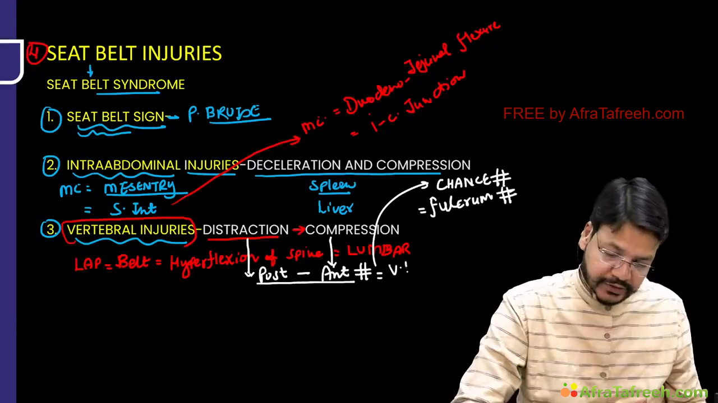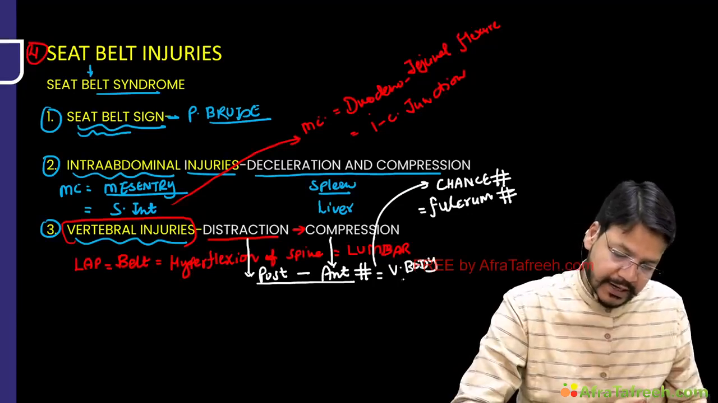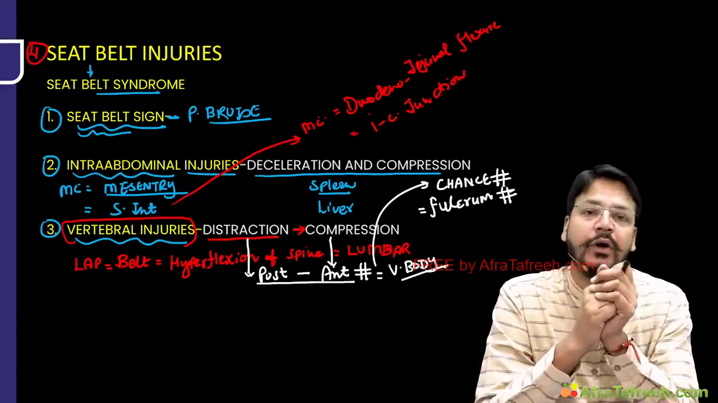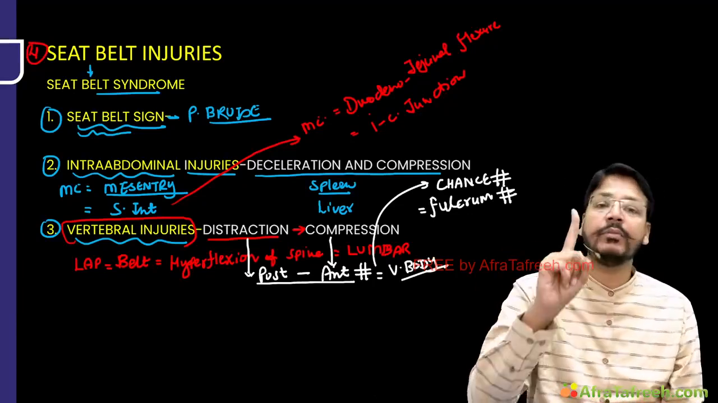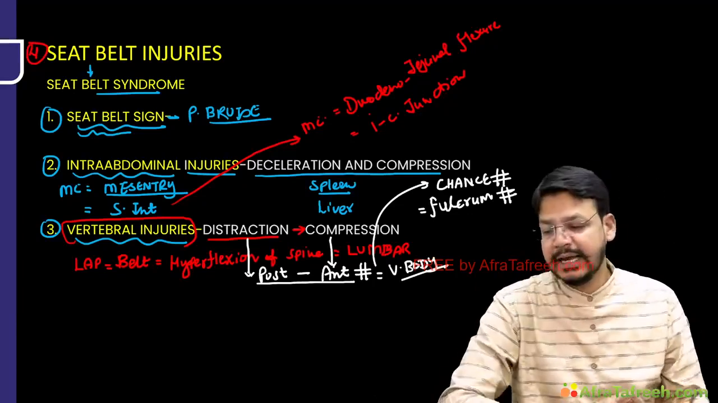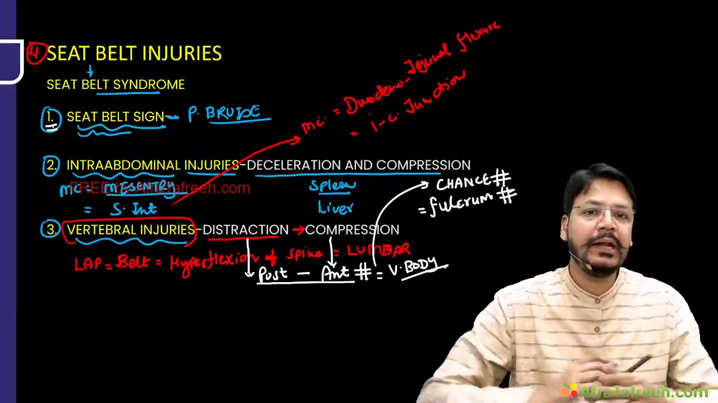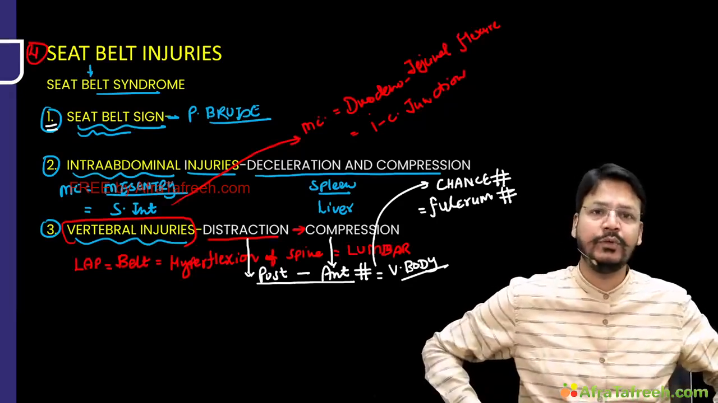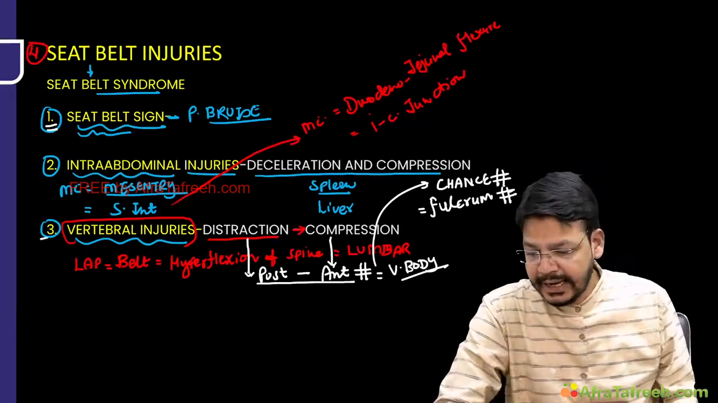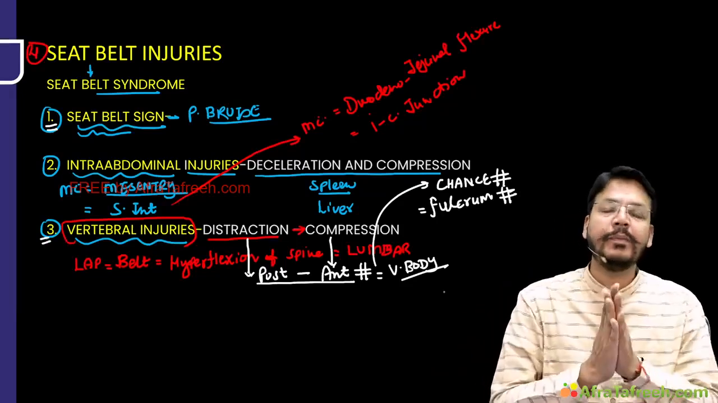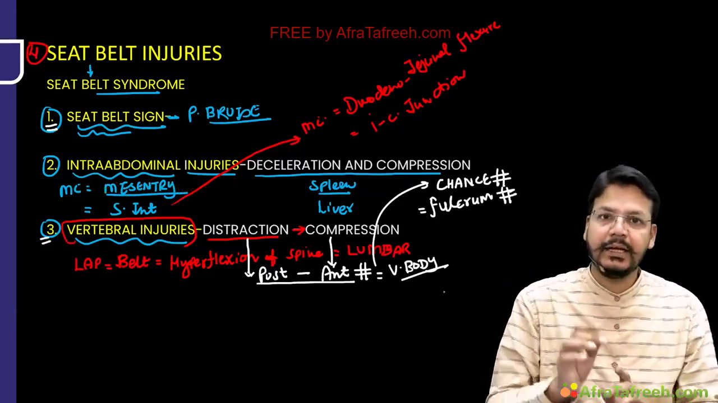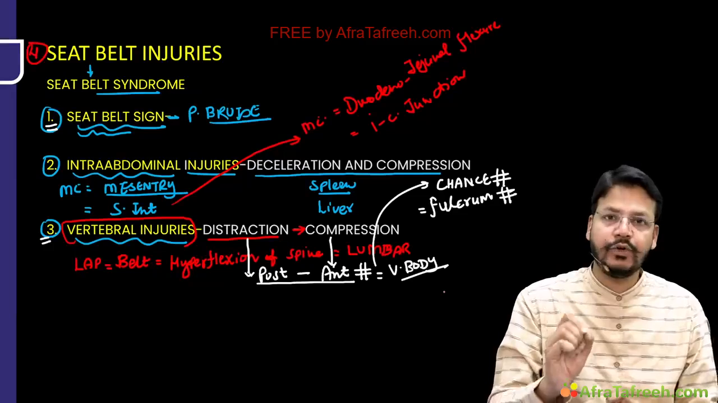It is a fracture of the vertebral body. It is known as chance fracture or fulcrum fracture. So what is seatbelt syndrome? Number one, seatbelt sign, that is a pattern bruise; intra-abdominal trauma, as I told you, mesentery and everything; and vertebral injury. So my dear friends, remember three things here. Seat belt syndrome, three things.